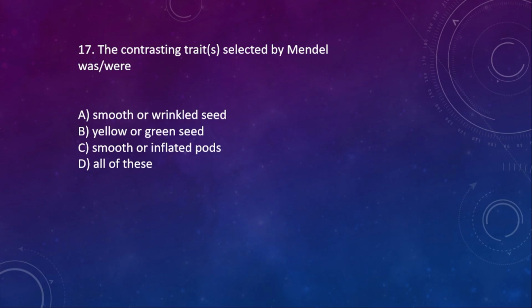Next question, that is question number 17. The contrasting traits selected by Mendel was or were: A, smooth or wrinkled seed; B, yellow or green seed; C, smooth or inflated pods; D, all of the above. So here the right option is all of the above.